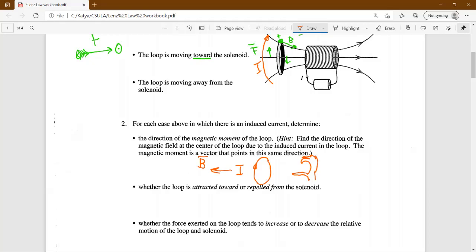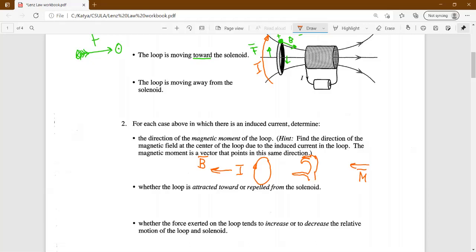Okay, so now they're asking, does the loop's magnetic moment coincide with the direction of the field? So I'm going to just draw it in the same direction. I'm going to label it M. Okay, the magnetic moment is going to coincide with the direction of the magnetic field of the loop. Okay, whether the loop is attracted toward or repelled from the solenoid, how to figure this out?